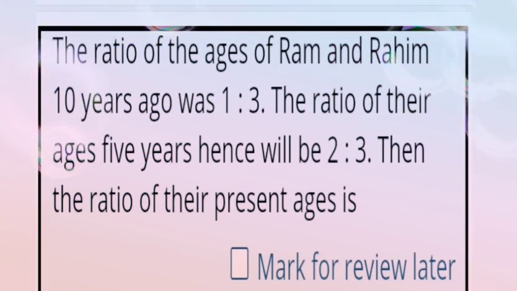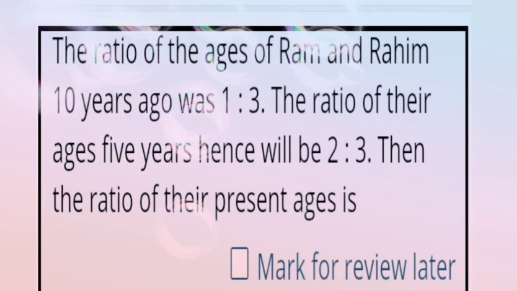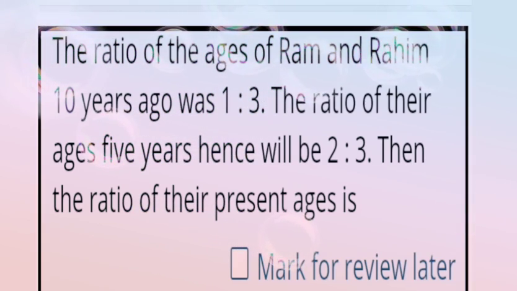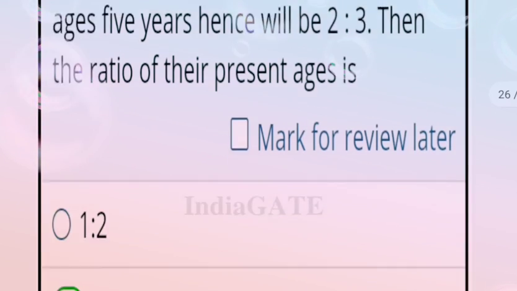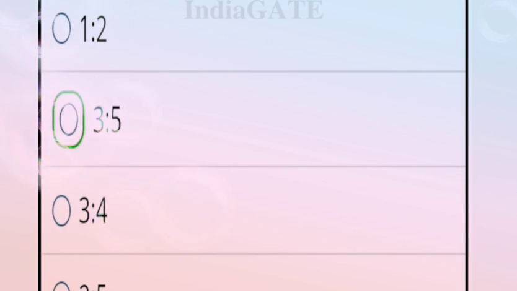The ratio of age of Ram and Rahim 10 years ago was 1:3. The ratio of their ages 5 years hence will be 2:3. Then the ratio of their present age is? Now come to the solution, and the correct answer for this question is 3:5.